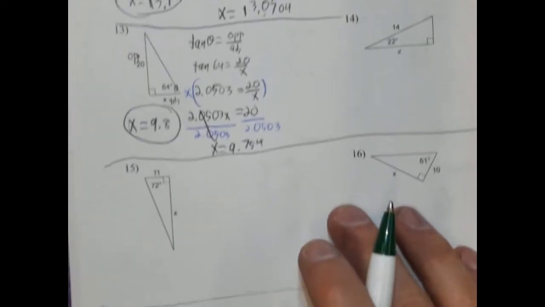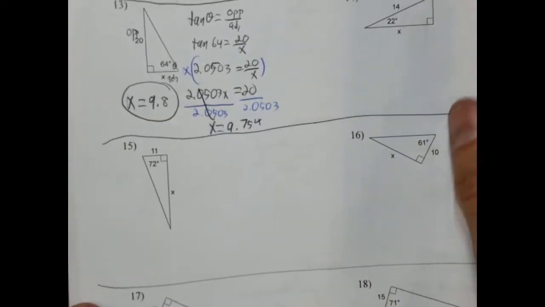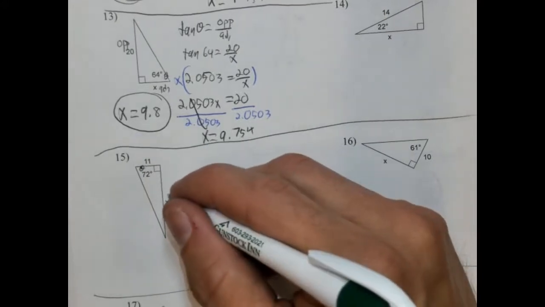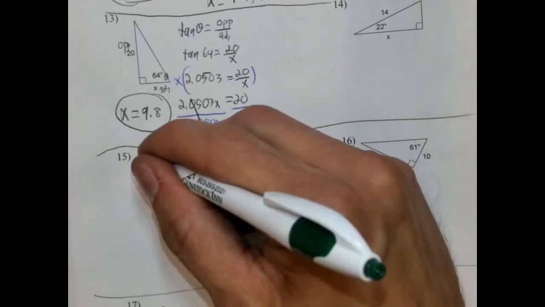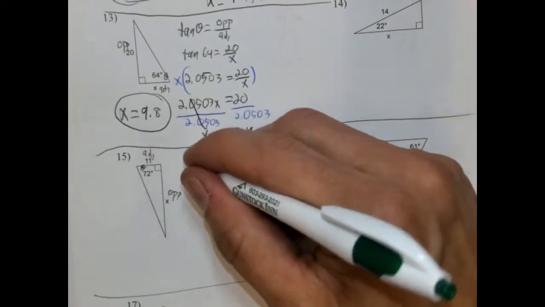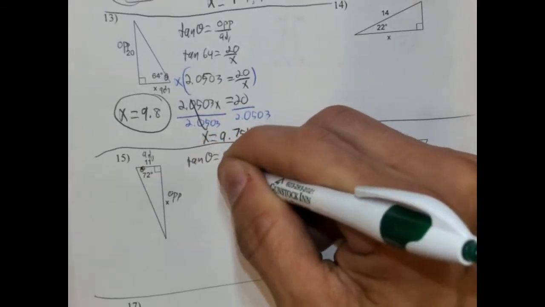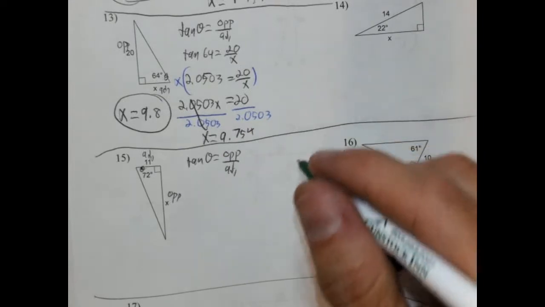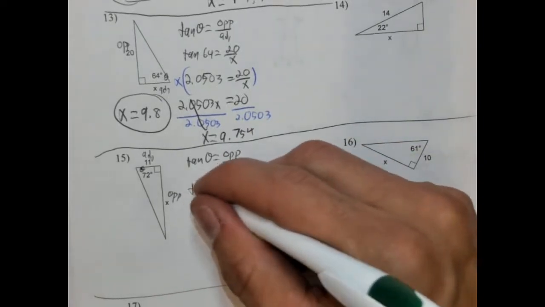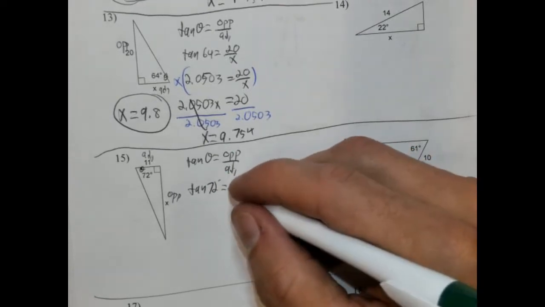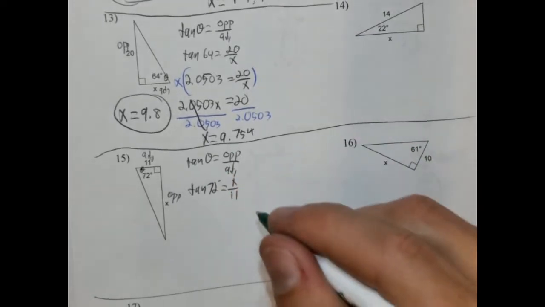Let's look at the next one. So we have our theta here, which means this is our opposite and this is our adjacent. So it's another tangent. So tangent of theta equals opposite over adjacent. Okay, so tangent of 72 degrees equals x over 11.